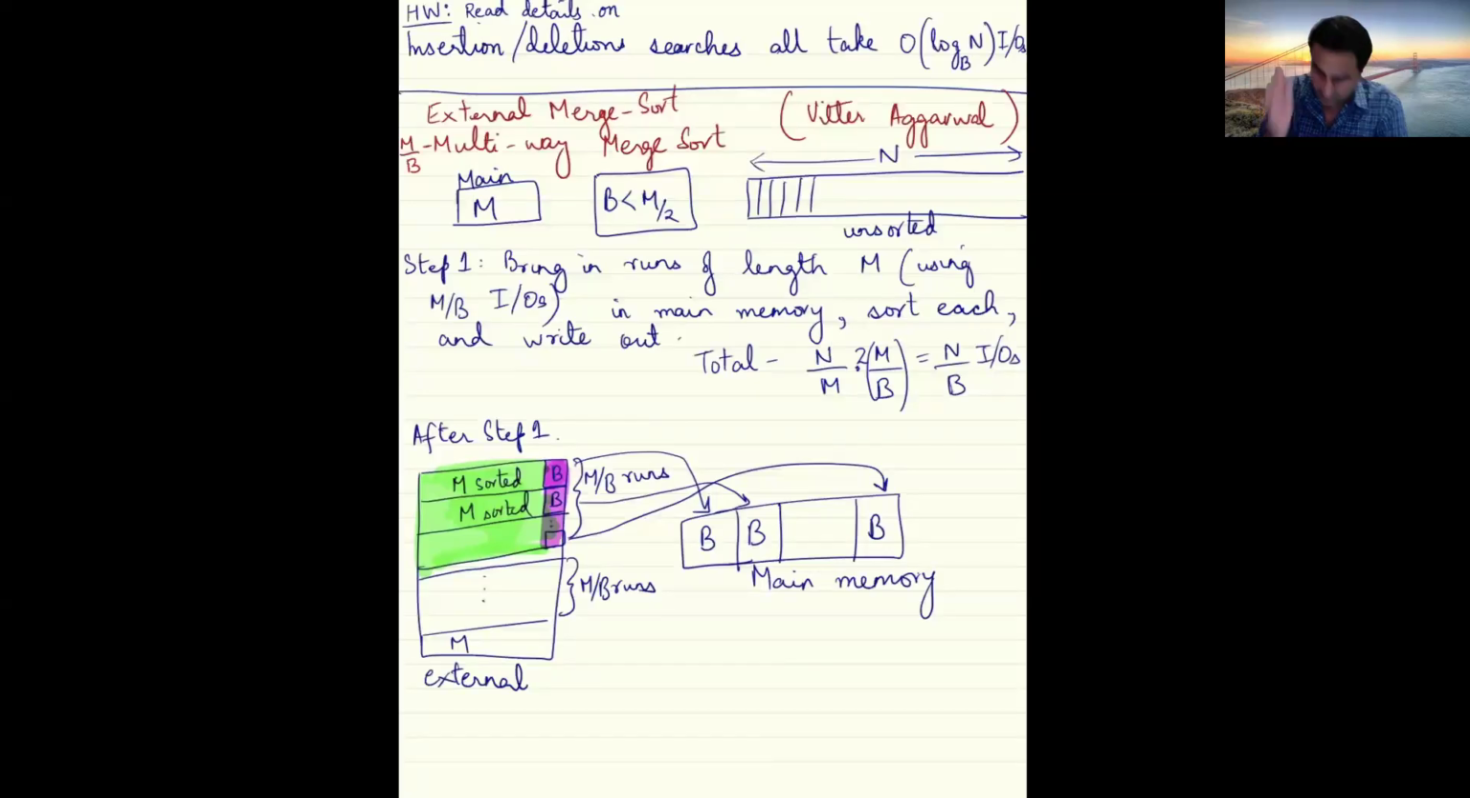Maybe this is more accurate, which is a 2, but in big O notation, I don't care. 2N over B is big O of N over B. So 1 is for bringing it in, and 1 is for writing it. Good. So now I'm going to call each of these sorted chunks of size M a run. So that's a sorted run.